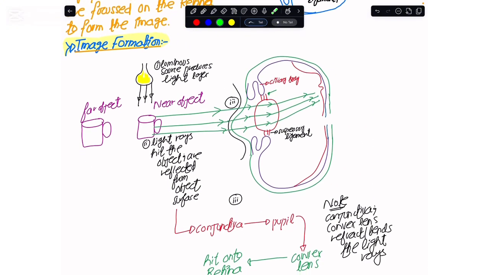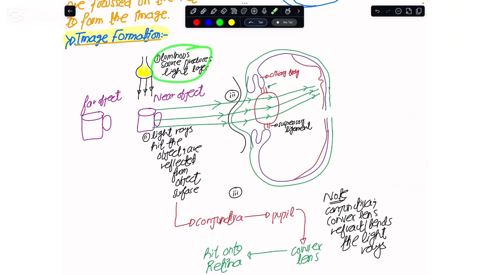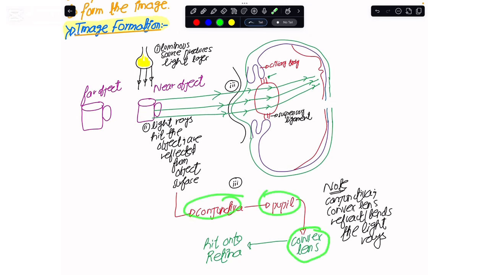If I take you through how the image is formed in the eye, first the luminous source produces light rays, and these light rays hit the object. They are reflected from the surface of the object, then pass through the conjunctiva, then through the pupil of the eye, then through the convex lens, and then they hit the retina.